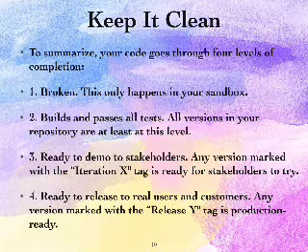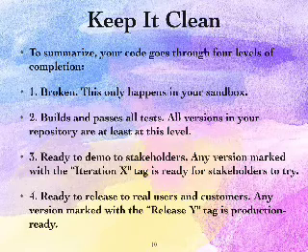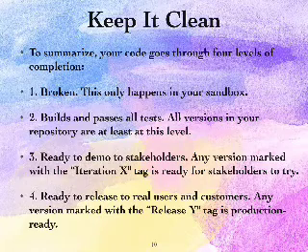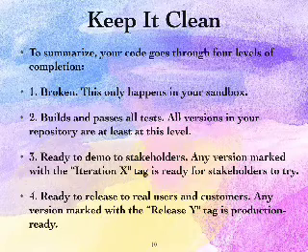And then you need to be ready to demo to stakeholders. Any version marked with an iteration X tag is ready for stakeholders to try. So this is how they maintain inside the version control system. Ready to release to the customers can be marked with release tag Y. So every time I see a tag X on the code, it's for demonstration to the stakeholders, and every time I see a piece of code with tag Y, it is ready for release.